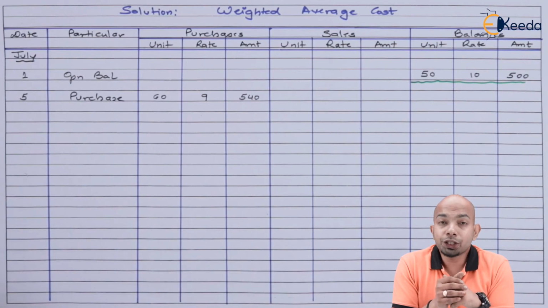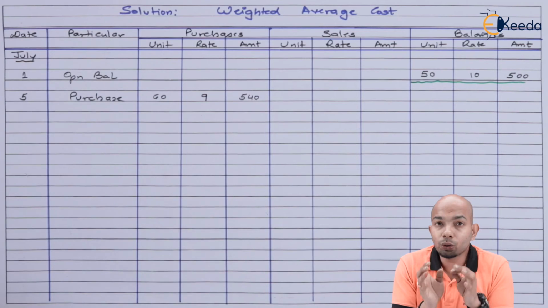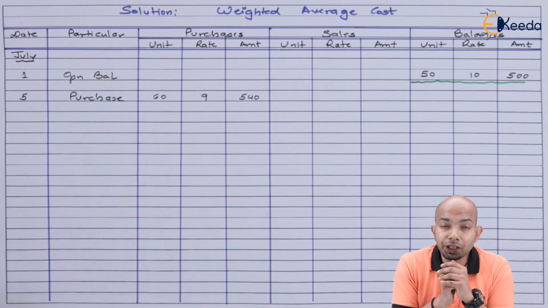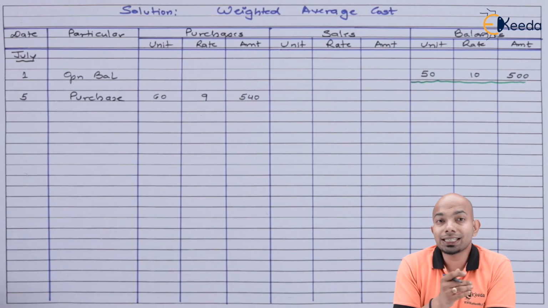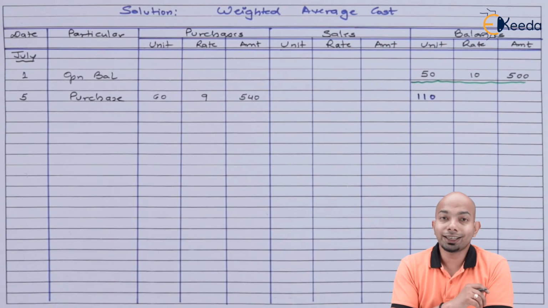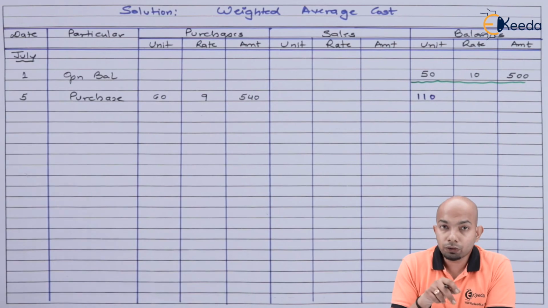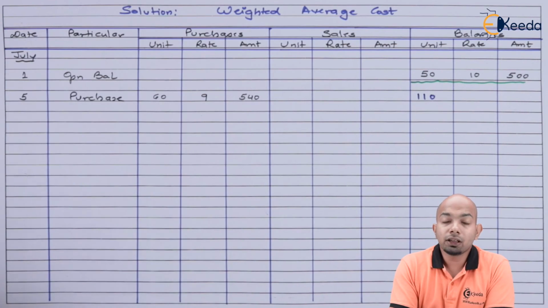Now that we have mentioned the purchase transaction, the balance has to be mentioned in a specific way. You cannot go ahead and mention the rate directly. What you need to do is simple. The previous opening balance was 50 units. You have purchased another 60. That means 60 plus 50 will give you a total of 110 units. Mention 110 there. The total amount of this purchase is 540 rupees. The earlier balance amount is 500. So that total will be 500 plus 540, which gives you a total of 1040.